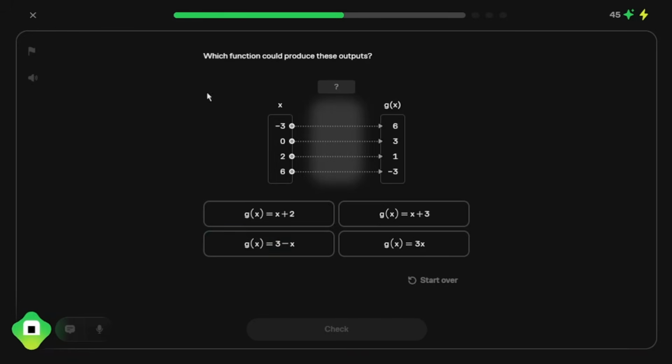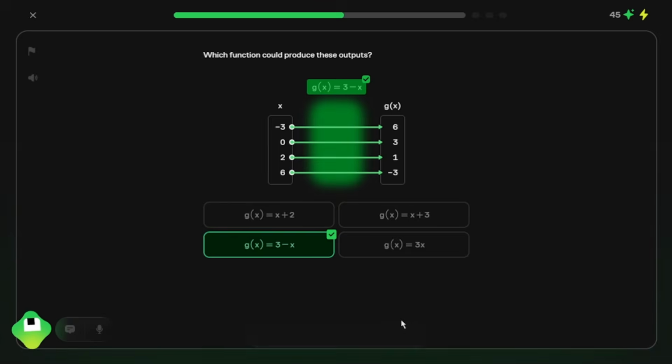So let's look at the answers here. x plus 2. Does it make sense? Negative 3 goes to 6 with plus 2? I don't think so. So next I have x plus 3. Negative 3 plus 3 goes to 6? I also don't think so. 3 minus x means 3 minus negative 3 will equal 6. That's correct. 3 minus 0 equals 3. 3 minus 2 equals 1. And 3 minus 6 equals negative 3. So that's correct. Well done.